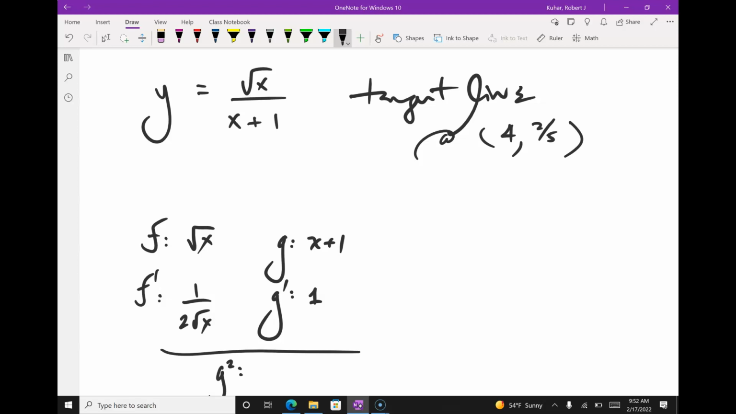That you can verify the quotient rule? Yes, you could prove it. So g squared is what? x plus 1 quantity squared.